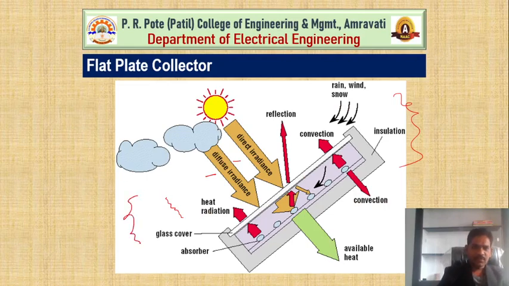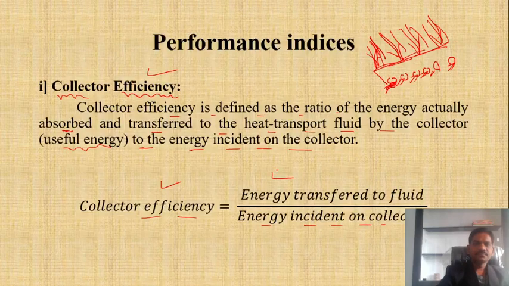This is the diagram of the flat plate collector, guys. What are the components here? Glass cover, absorber, then insulation, then the transferring fluid. Both types of radiation are absorbed on the transparent cover. Which ones? Direct radiation and diffuse radiation. Okay, so see here.